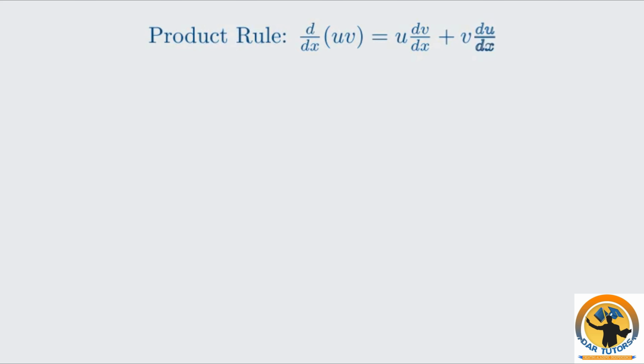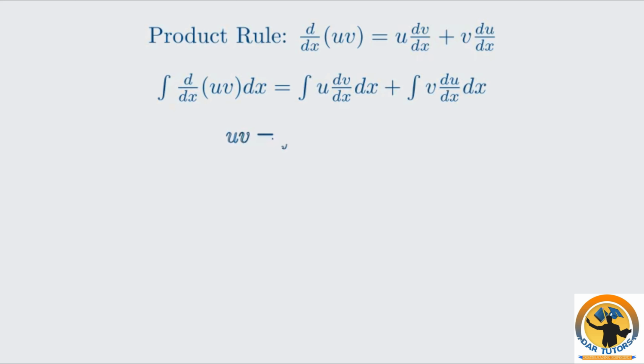Let's now look at a powerful technique for integration that comes directly from the product rule for differentiation. This is called integration by parts. The product rule states that the derivative of u times v is u times the derivative of v plus v times the derivative of u. If we integrate both sides with respect to x, we get the integral of the derivative of uv is just uv. On the right side, we can split the integral into two parts.